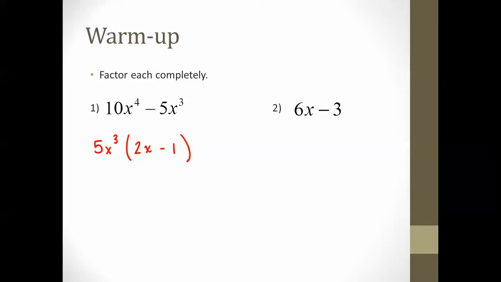Alright, so the GCF for the first binomial is 5x cubed. When you factor out the 5x cubed, what's left in parentheses is 2x minus 1. For number 2, 6x minus 3, the GCF is 3. And what's left in parentheses is 2x minus 1.